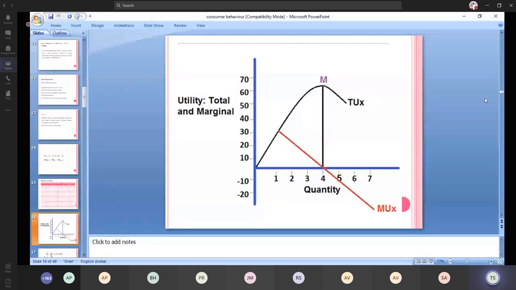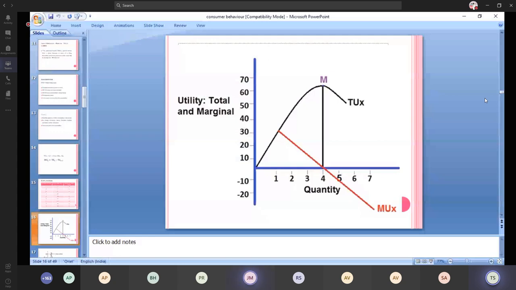So you have to join these 2 lines, M and 4, in this diagram. And if the consumption continues, the marginal utility turns into a negative one. And when the marginal utility is in the negative part, the total utility starts to decline. Is this clear, guys?